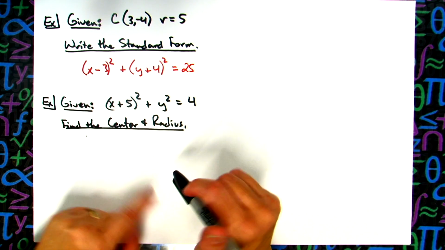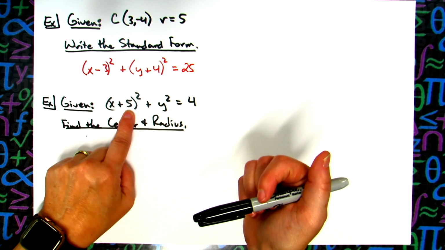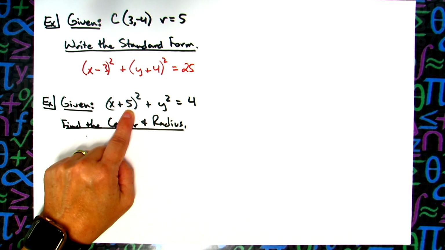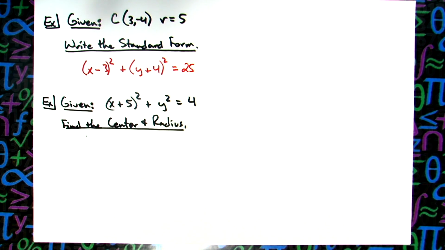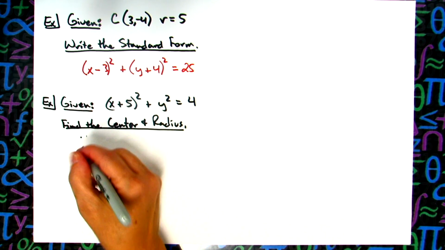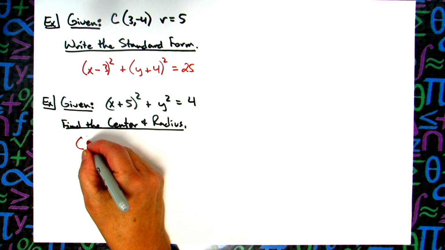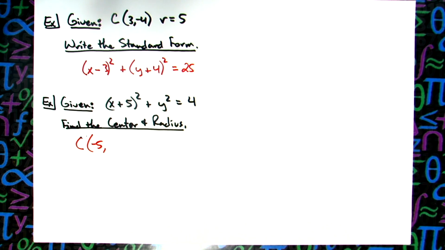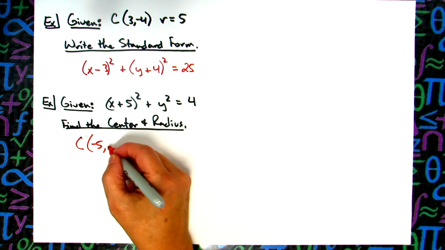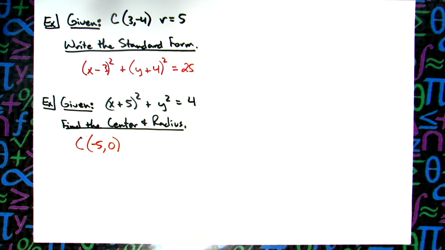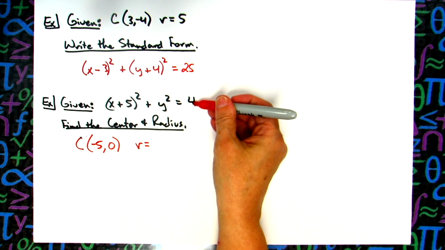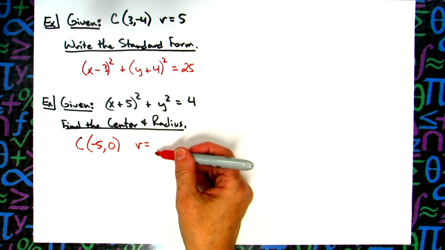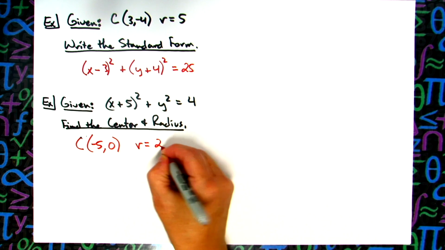So the center then is going to be, pull out that number as a negative, as an opposite. So the center, well, I'll put this in red. The center will be -5. Now, what number do I put for the y coordinate? 0, because it's not shifted. The radius, if I have a 4 here, then the radius has to be 2. You take the square root of that.